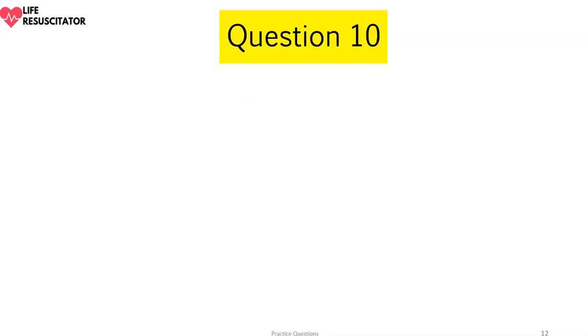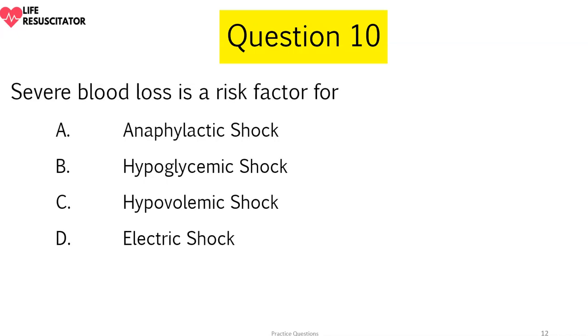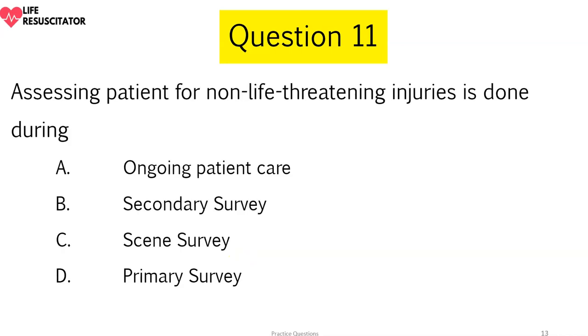Okay, there's a repeat, so this should be question 11. Severe blood loss is a risk factor for: A, anaphylactic shock; B, hypoglycemic shock; C, hypovolemic shock; D, electric shock. So severe blood loss is a risk factor for which of these shocks? So choose. Alright, next question.